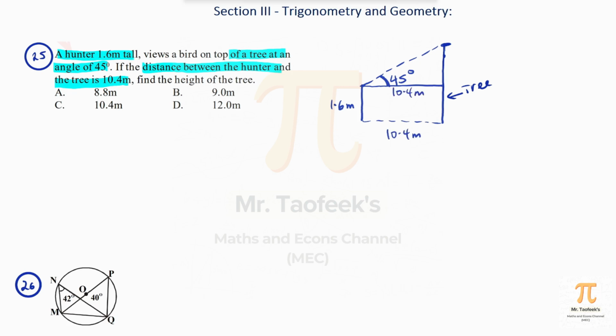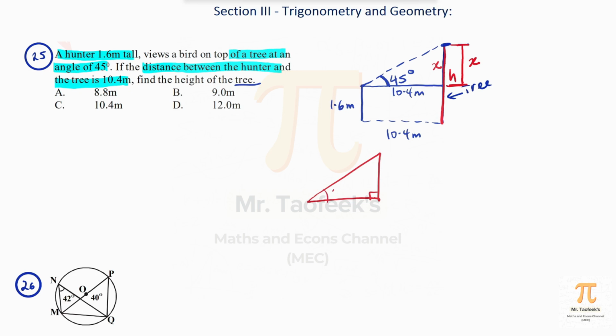So the question now says we should work out the height of the tree. So the height of the tree is like the distance down here, everything here. So from here to here, let's call that h. That's what we're looking for. So how do we find that? All we have to do is just work out the part of the height of the tree that is above the height of the hunter, which is from here to here. We can just call that x. So to work out x, which is just the length of the part of the tree that is above the height of the man, we can redraw our triangle.